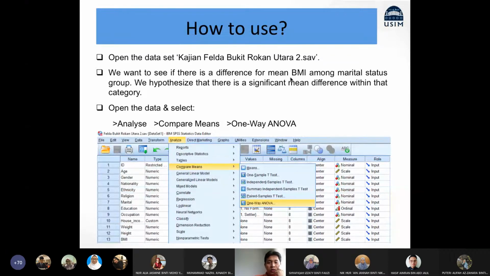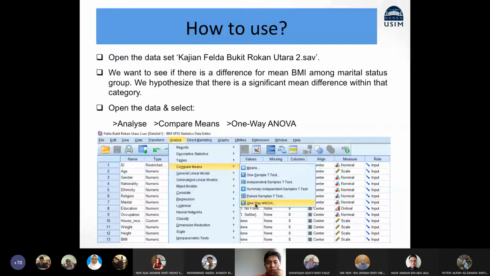So senang je, buka SPSS. Siapa yang ada SPSS, you can open your SPSS. Dekat tab yang atas ni, you click analyze. Okay. Analyze, compare means. So kalau t-test, kita akan pergi kat sini kan, independent sample t-test. Ni paired sample t-test, ni one sample t-test. So pergi dekat one way ANOVA. So click one way ANOVA.